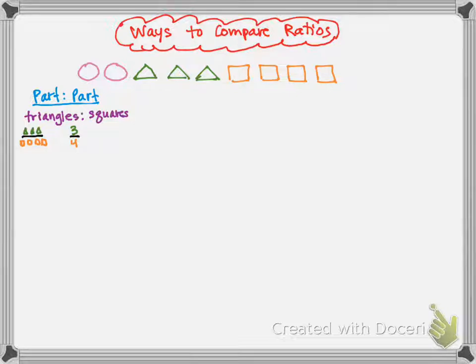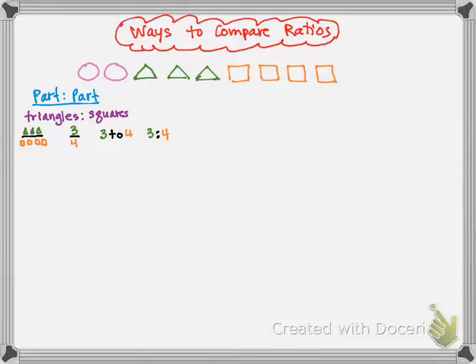Now, again, we have 3 ways to do this. In addition to a fraction, we could also write it with words: 3, and then the word "to," and then 4. So triangles first, squares next, and then the other way would be 3, and then the colon, and then the 4. So again, comparing our triangles to our squares.